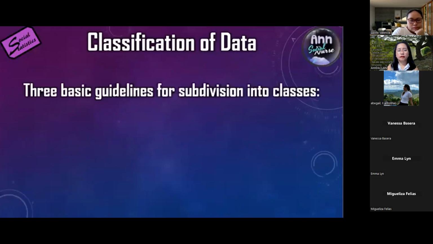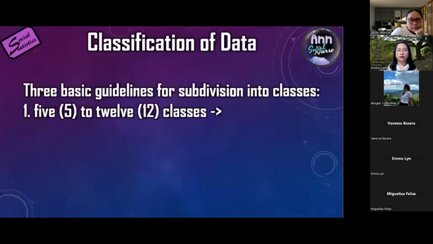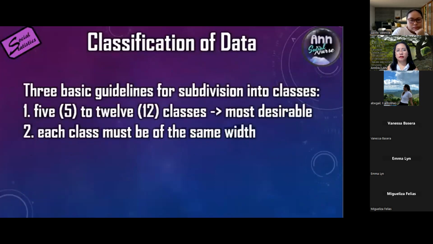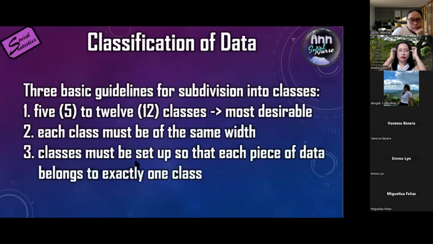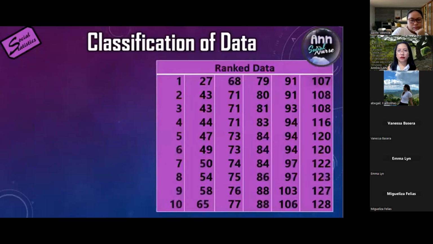There are three basic guidelines for subdivision into classes. First, 5 to 12 classes. That's most desirable, not below, not more than. Second, each class must be of the same width. Third, classes must be set up so that each piece of data belongs to exactly one class.